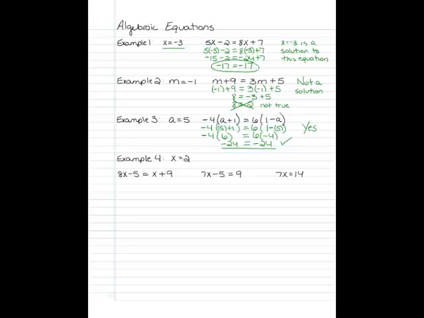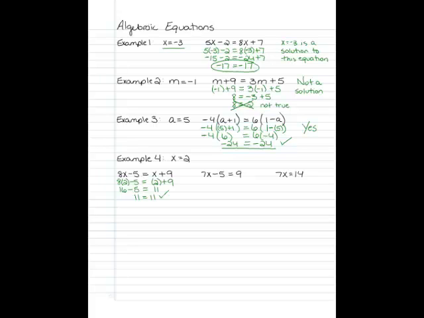So going through, starting with 8x minus 5 equals x plus 9, replacing all of the x's with 2, we have 8 times 2 minus 5 equals, replacing x with 2 plus 9. Working it out, 8 times 2 is 16 minus 5, 2 plus 9 is 11. 16 minus 5, 11 equals 11. So x equals 2 is a solution to this first equation.